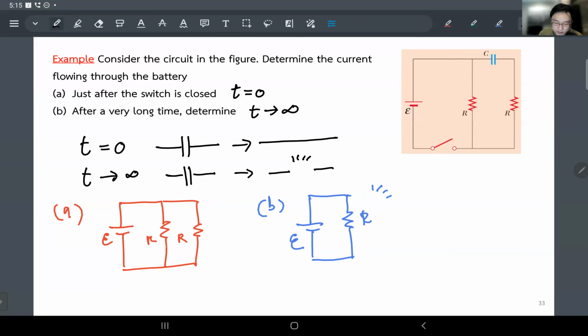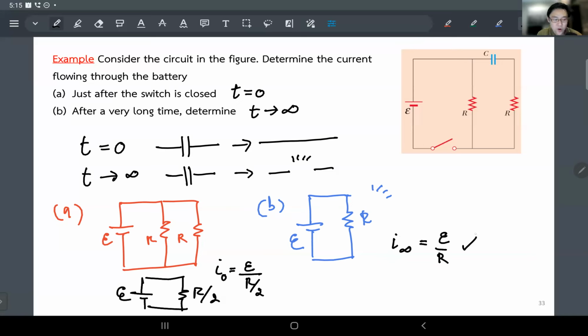On this one, you don't need any Kirchhoff rule or anything. You can just do the equivalent resistance, so it's R over 2. Your current over here at time 0 is just going to be I equals E over R. So that's it, you are done for part A. And for part B, I infinity is going to be E over R. And you are done.